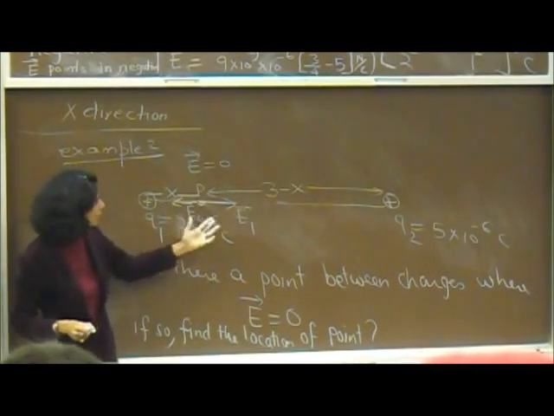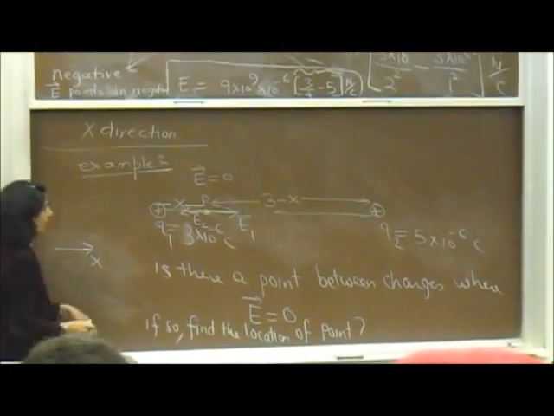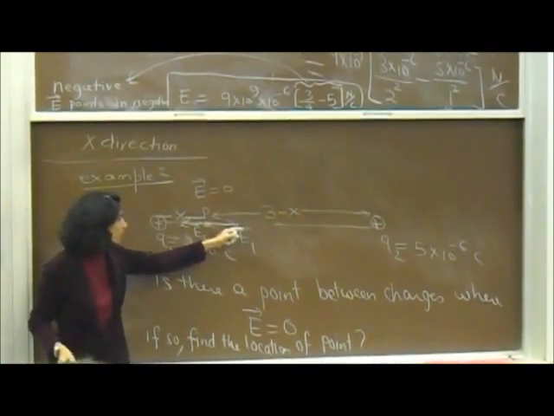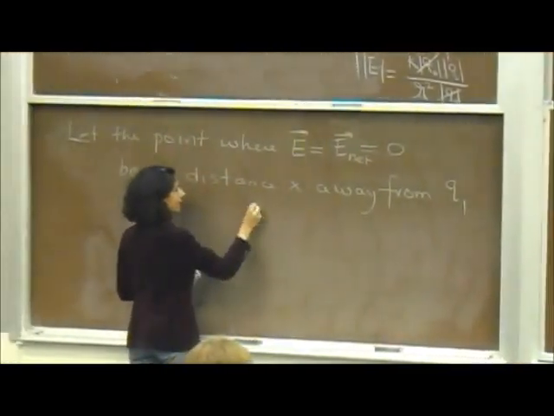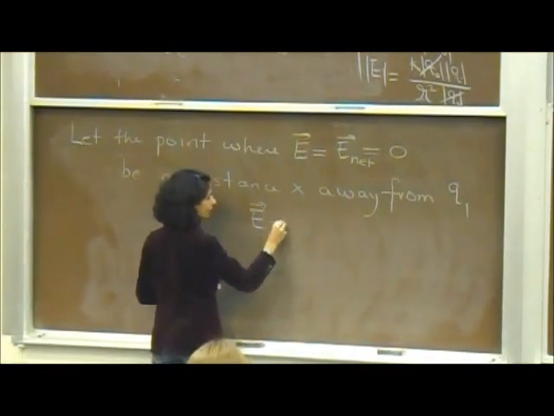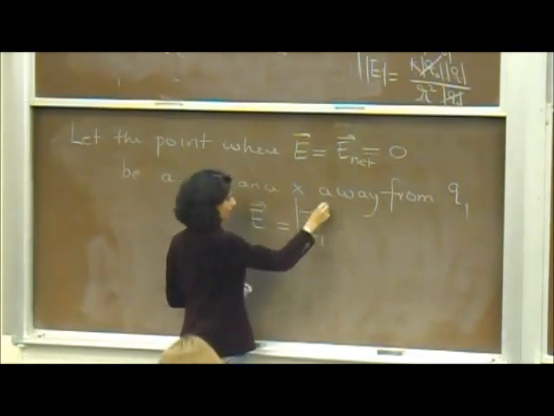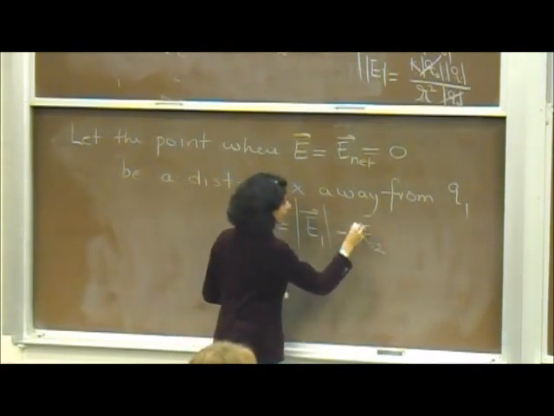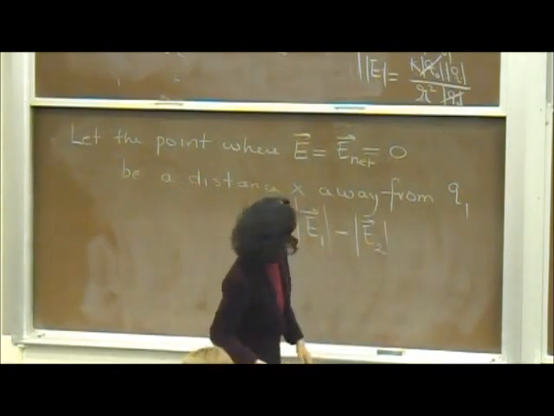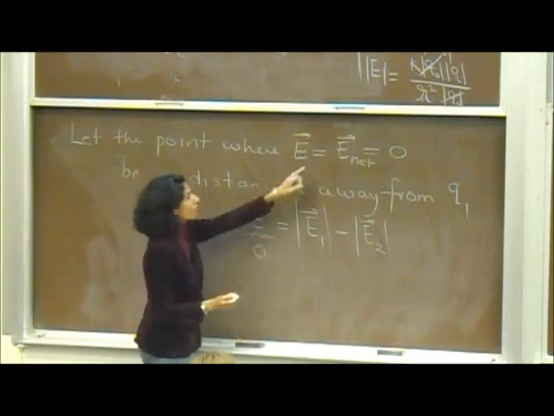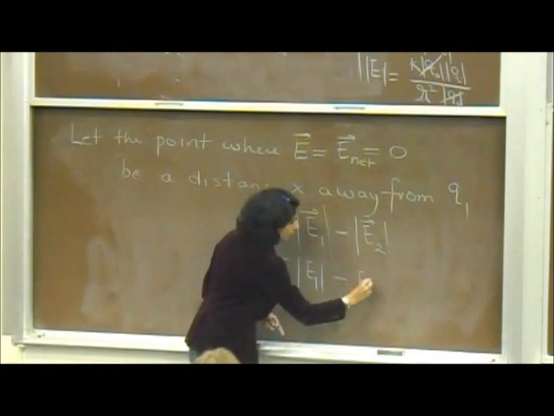Everybody with me? Okay. So then, again, if we choose this to be our x direction, our E net will be E1, which is in the positive x direction, minus E2. So you can see that this is going to be E1 minus E2. And this should be equal to zero for us, because we want this thing to be equal to zero. So this means that the magnitude of E1 should be equal to the magnitude of E2.